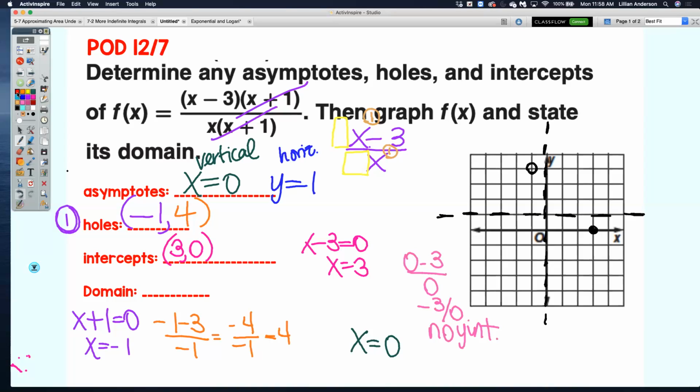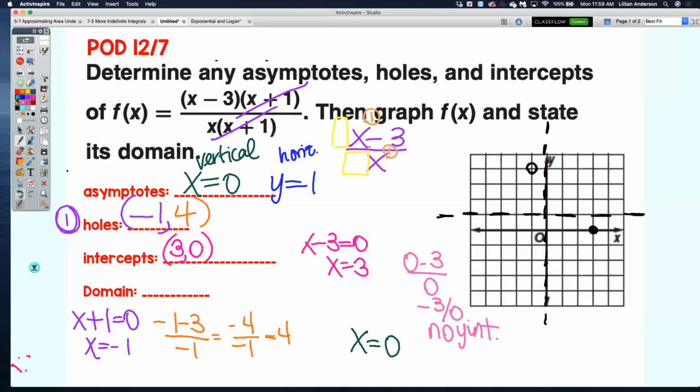Lastly, we have the domain of this rational function. Domain is all real numbers except where the function is undefined. What makes a function undefined? 0 in the denominator. Is that the denominator of the simplified form or the original? The original, because remember, holes are points of discontinuity, just like vertical asymptotes or infinite discontinuities. So you always want to take it from the original.